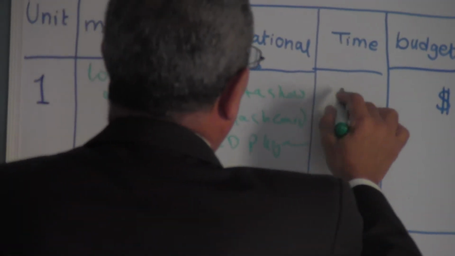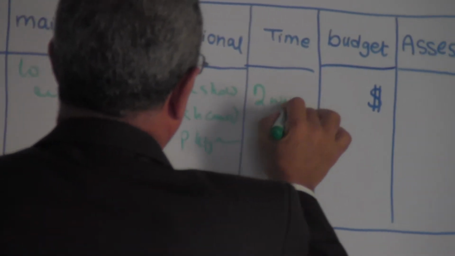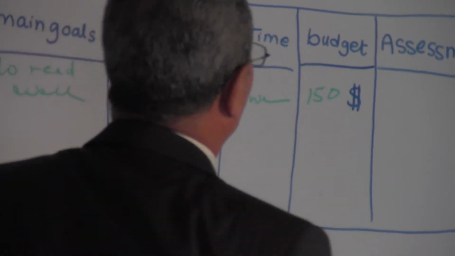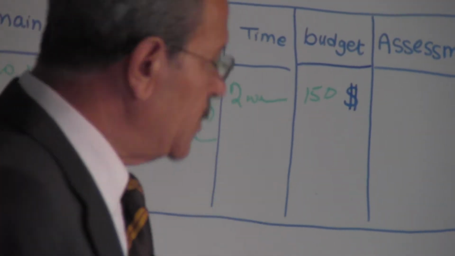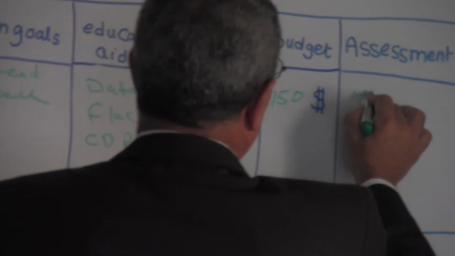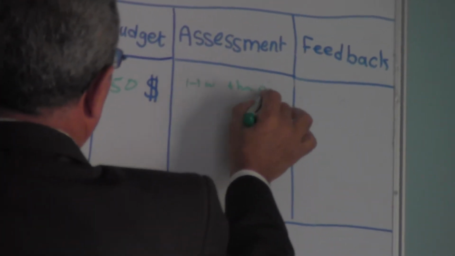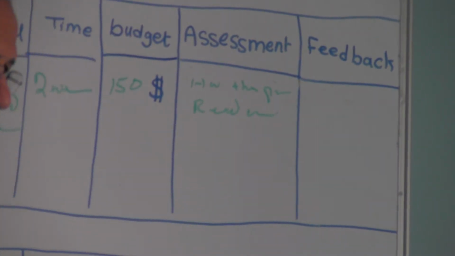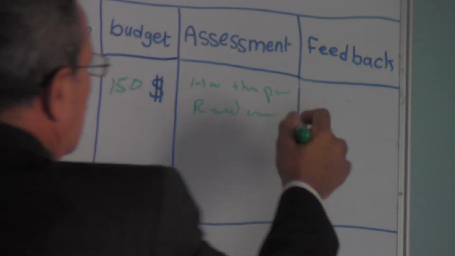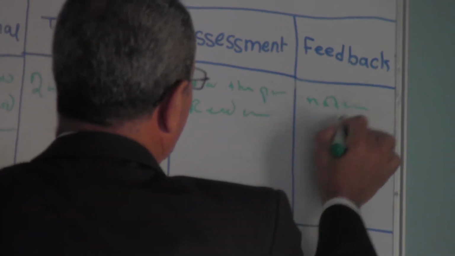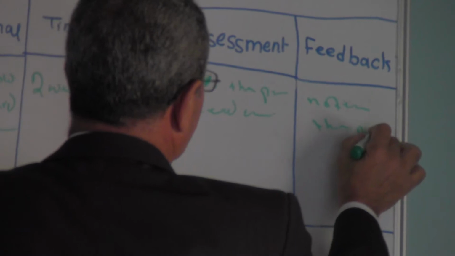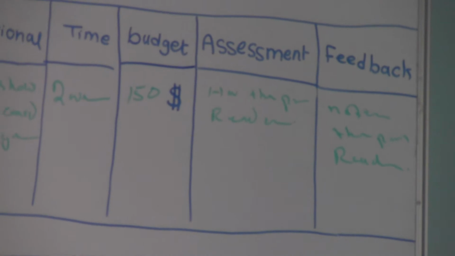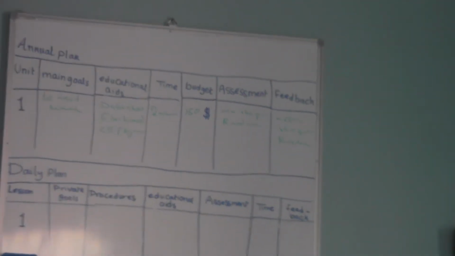Time, 2 weeks. Budget, $150. Assessment, to notice how the pupils read well. Feedback, by noticing the pupils reading. This is a style for the annual planning.